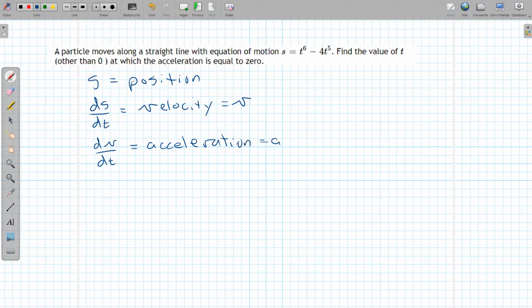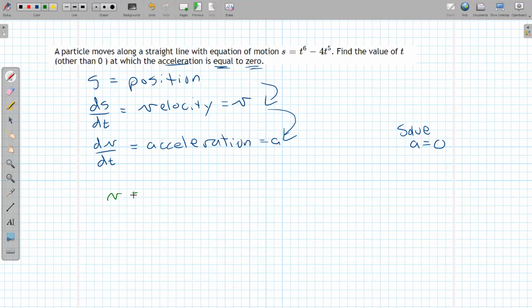So in order to get the acceleration, I have to first find the velocity. Once I find the velocity, I can find the acceleration, and then they want me to figure out when the acceleration is 0. So the last step will be to solve when our acceleration equals 0. So first step is to find velocity.